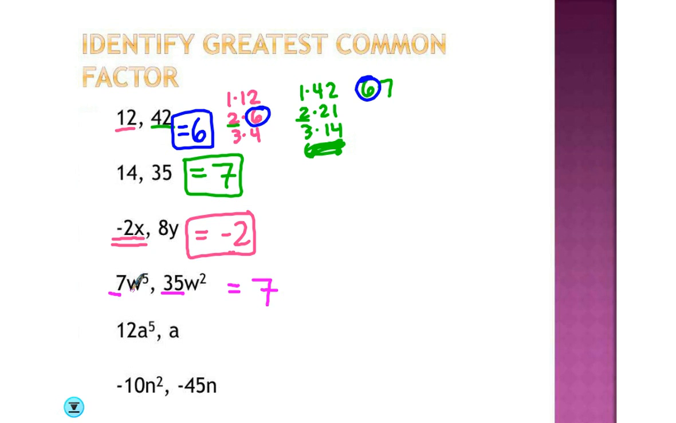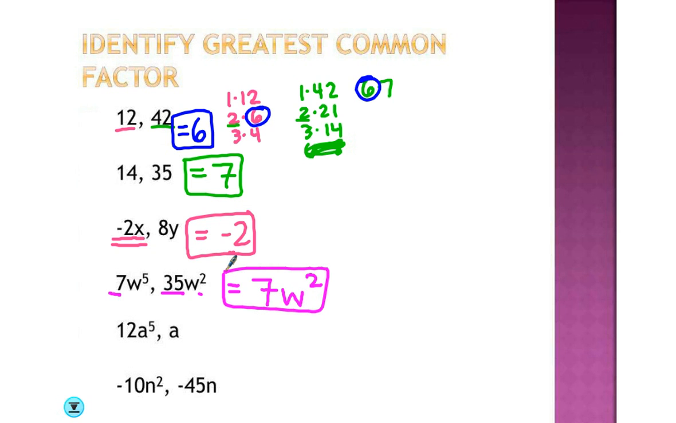For example here, this has w to the 5th power, and this one has w to the 2nd power. So I can take away some of these w's because they have some in common. What is the most w's I could take away from each of these 2 terms? Well, this one has 2, this one has 5. That means at most I can take away 2 of the w's from each of these. So our GCF in this case is 7w squared.